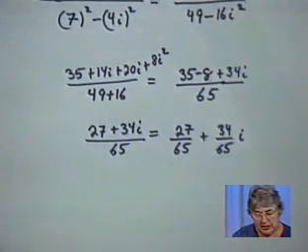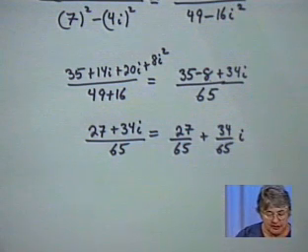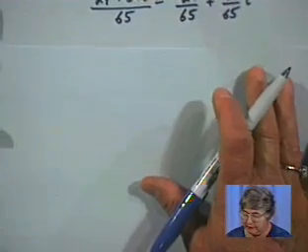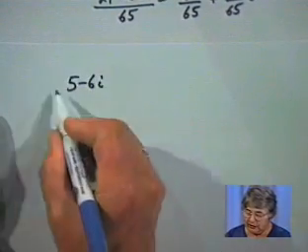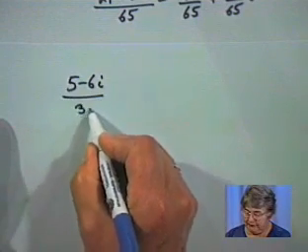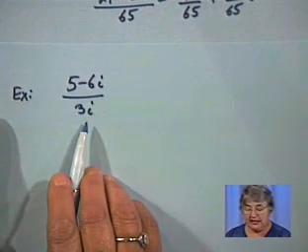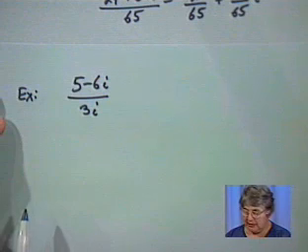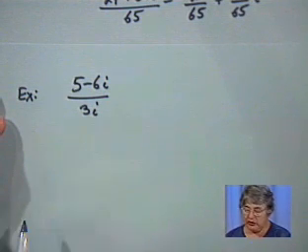Now suppose that the number that we were dividing by happened to be perhaps a little bit simpler than this. So for 5 minus 6i, and we were dividing this by 3i, we want to eliminate the i's in the denominator. In this case, if you have simply an imaginary number in the denominator, you could multiply by the conjugate of this, which is minus 3i.